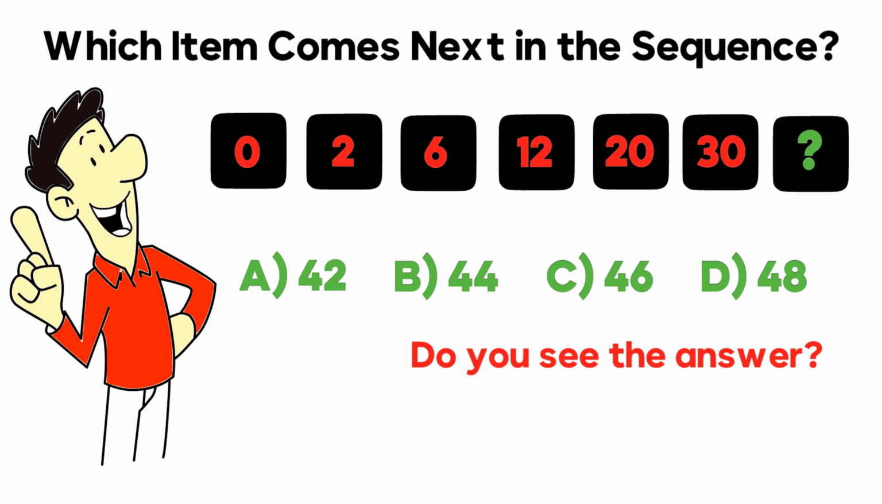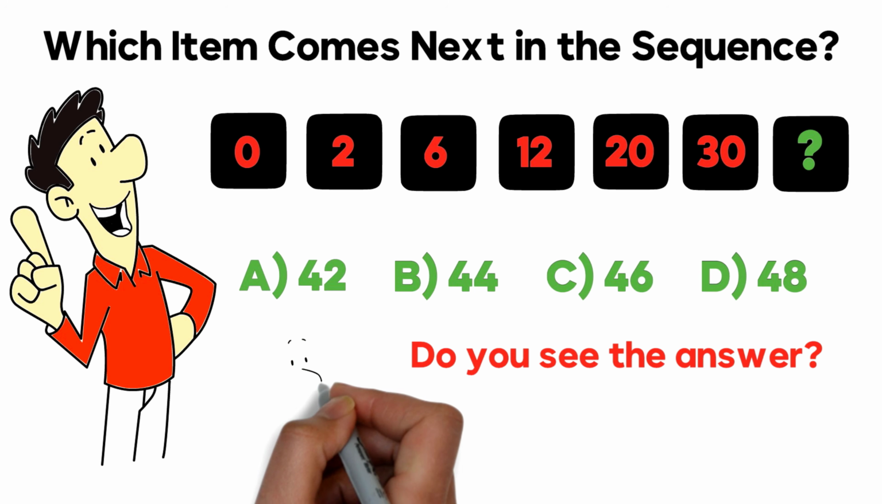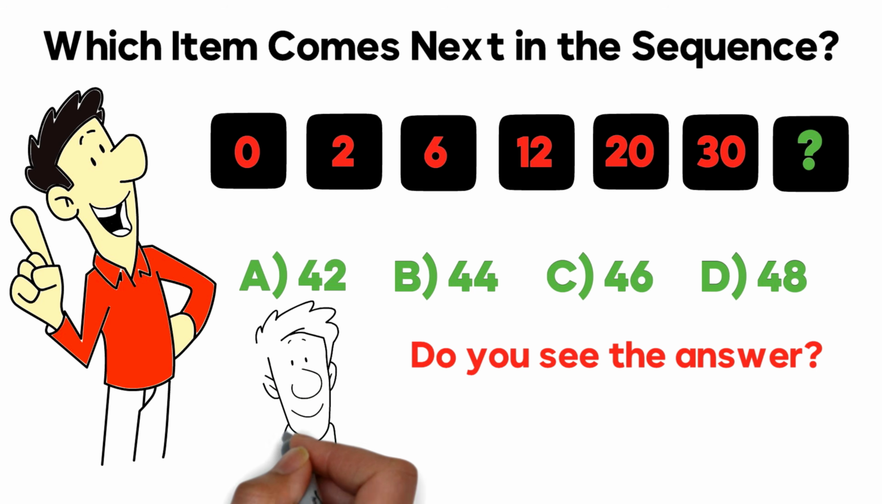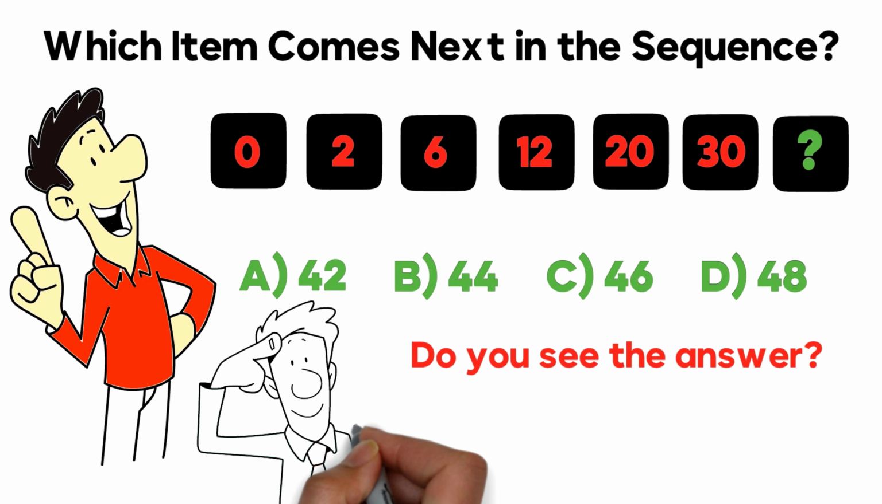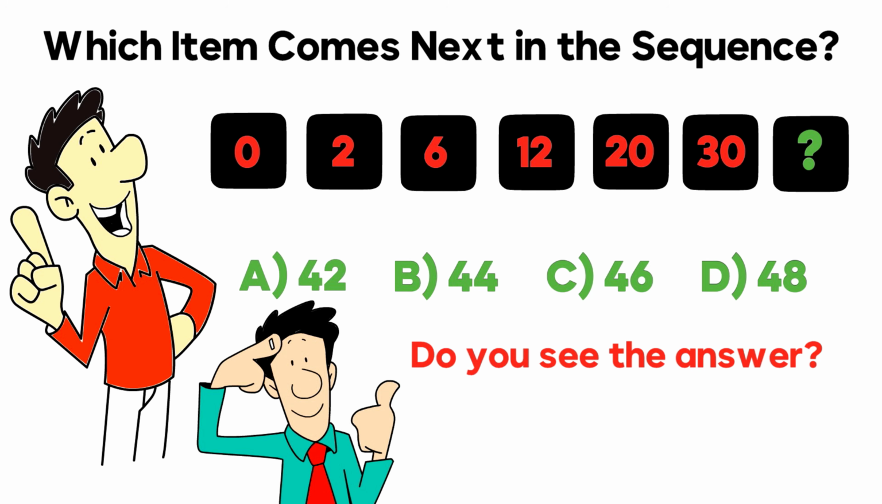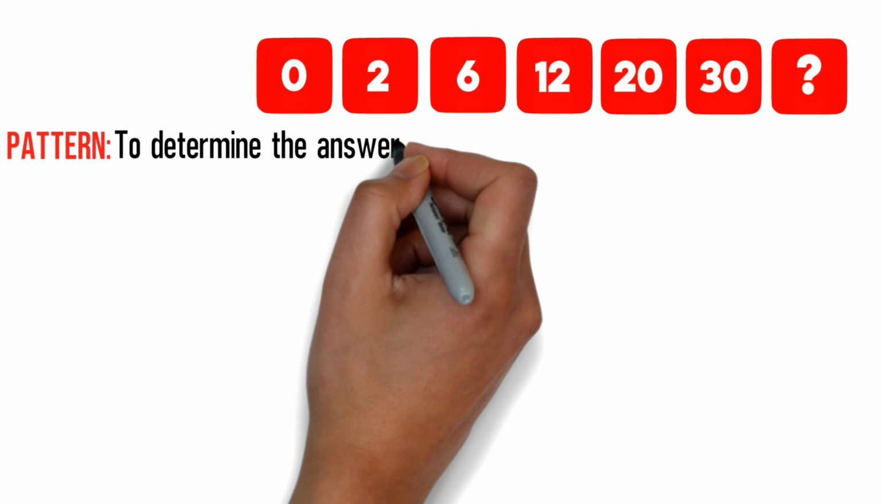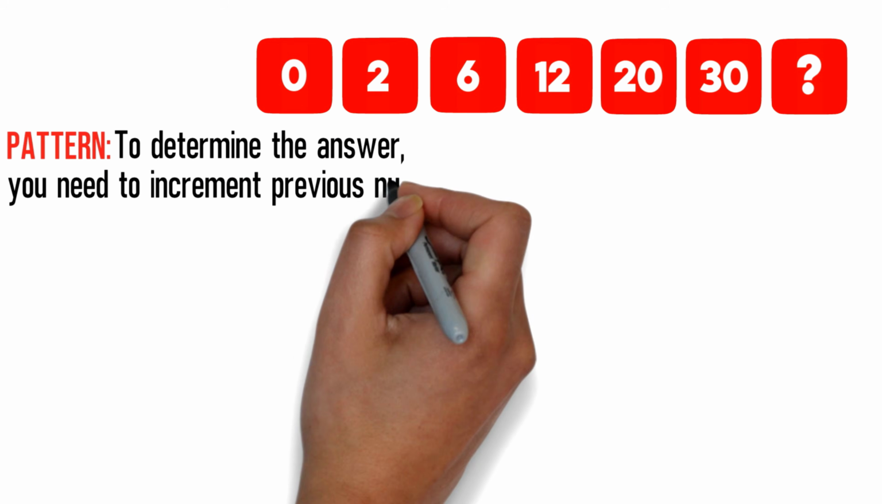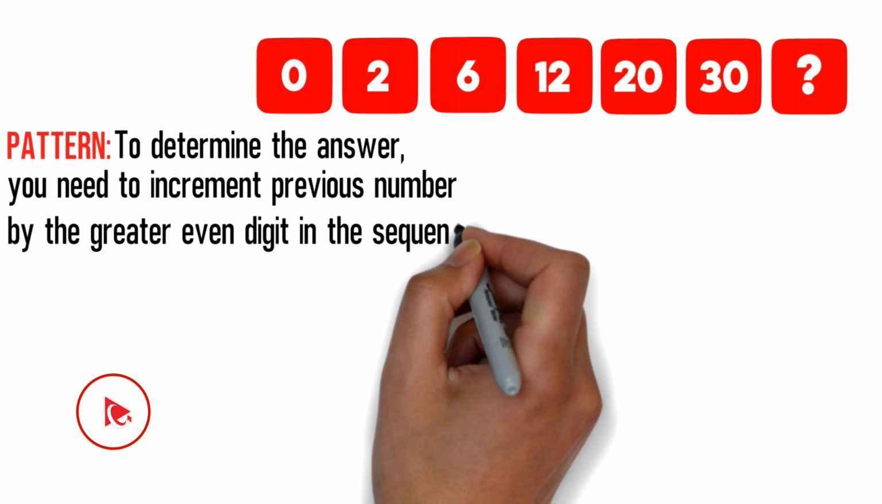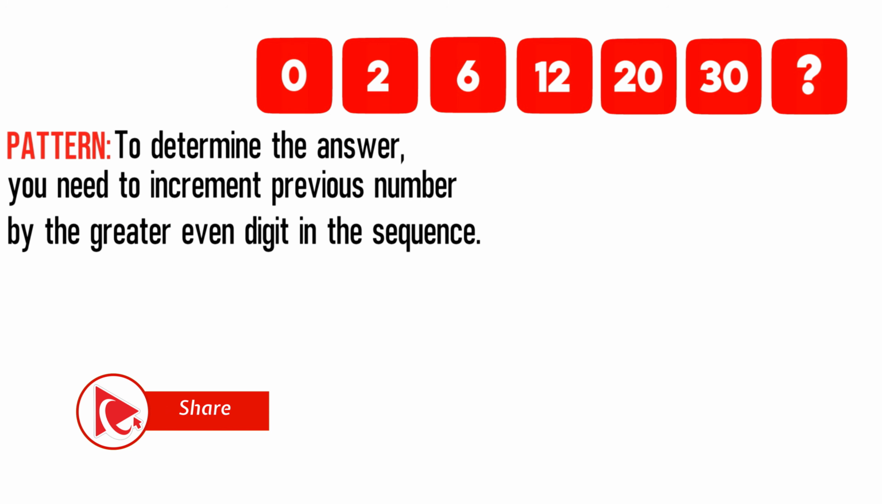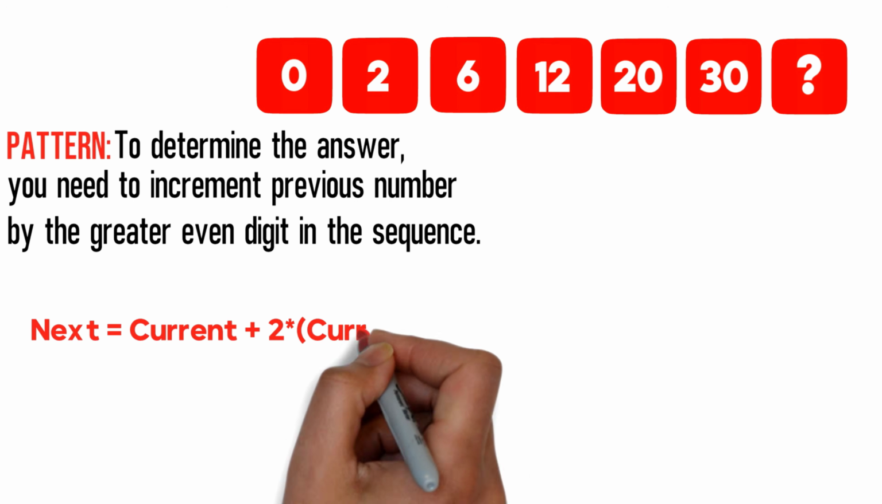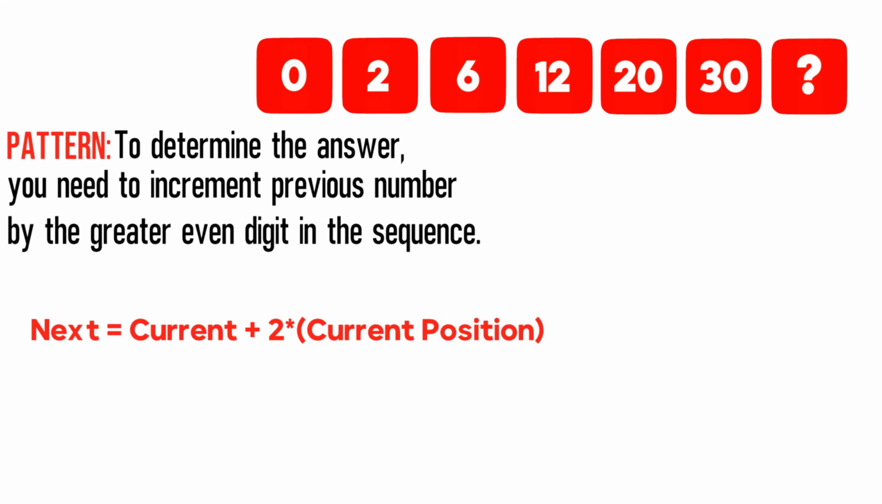Do you see the answer? It may or may not be obvious, depending upon your skills of detecting the pattern. Like it or not, we're gonna continue and I'll share with you the answer. As with any type of question, the key is to determine the pattern. To determine the answer in this particular case, you need to increment the previous number by the next greater even digit in the sequence. You can even come up with the formula. In our case, the formula to determine the next number would be current number plus 2 multiplied by current position. Let's see how it works.